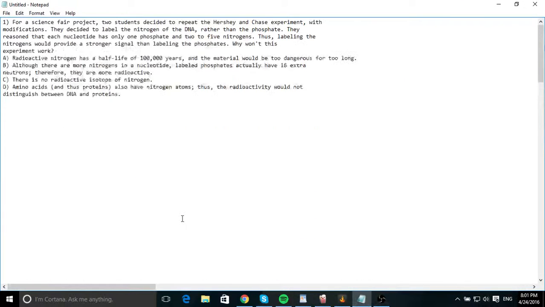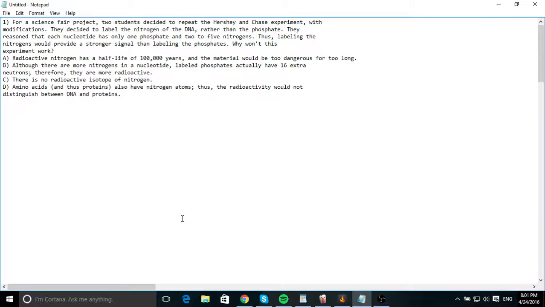Alright, let's begin. Here's some AP practice problems. For a science fair project, two students decide to repeat the Hershey and Chase experiment with modifications. They decide to label the nitrogen of the DNA rather than the phosphate. They reason that each nucleotide has one phosphate and 2 to 5 nitrogens. Thus, labeling the nitrogen would provide a stronger signal than labeling the phosphates. Why won't this experiment work?